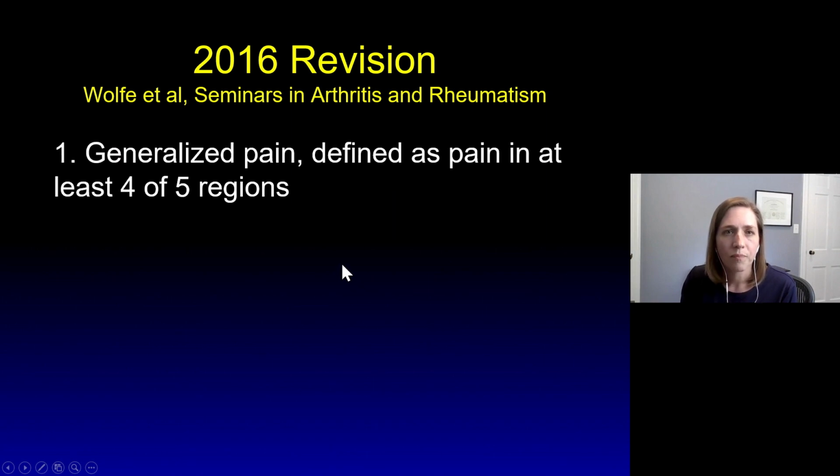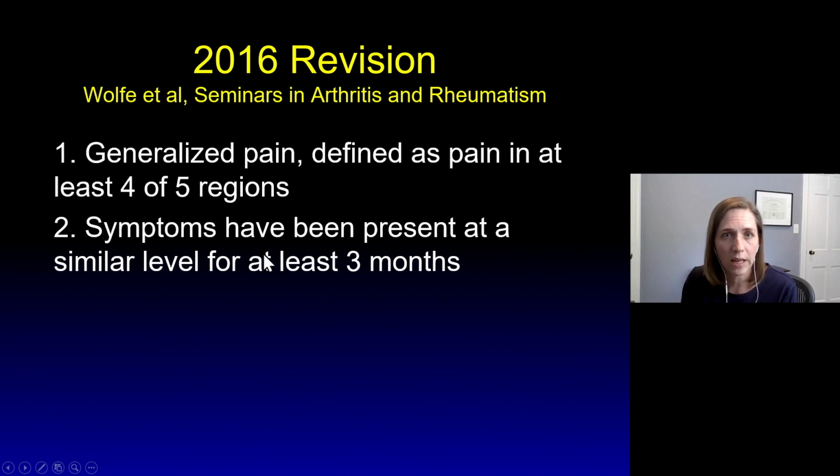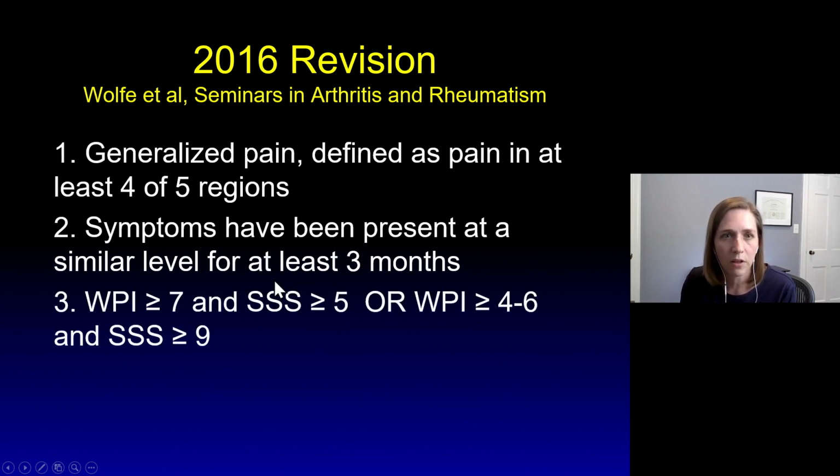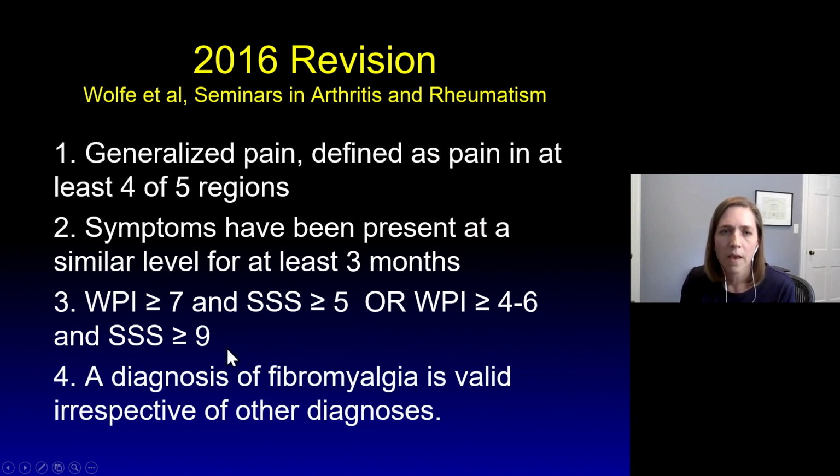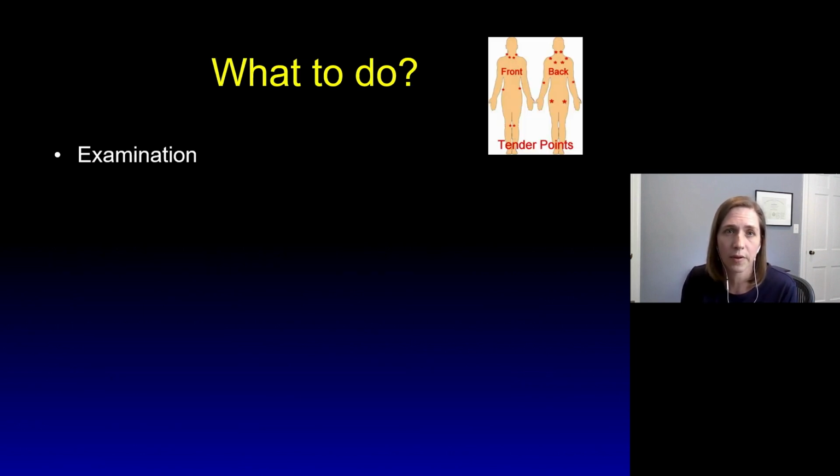So if you have generalized pain in at least 4 out of the 5 regions of the body, symptoms have been present for at least 3 months at a similar level, there's widespread pain of at least 7 areas with a symptom severity of at least 5, or less widespread pain but more severe symptoms, and then you can call this fibromyalgia. And it really doesn't matter if there are other diagnoses like rheumatoid or lupus, you can still make this diagnosis. What you want to do is examine the patient.